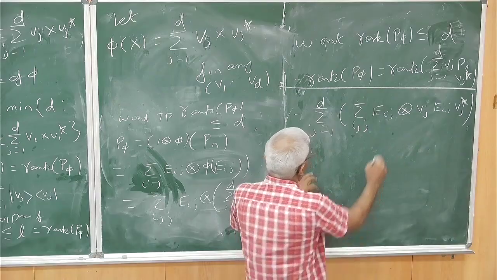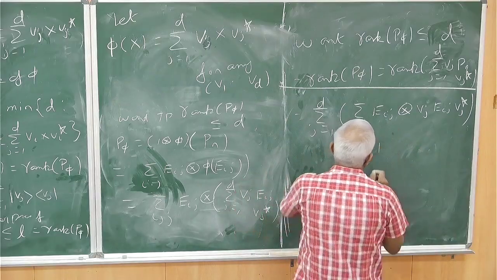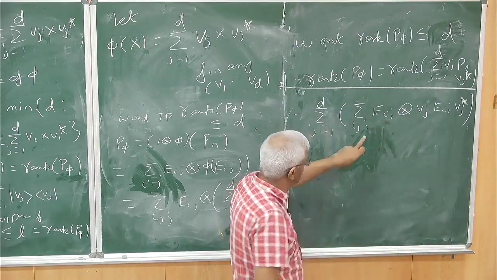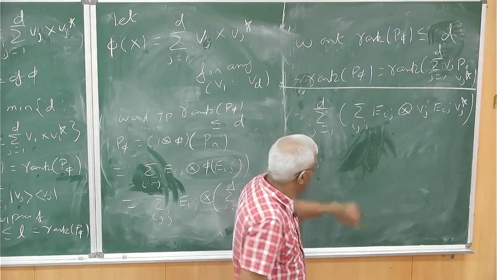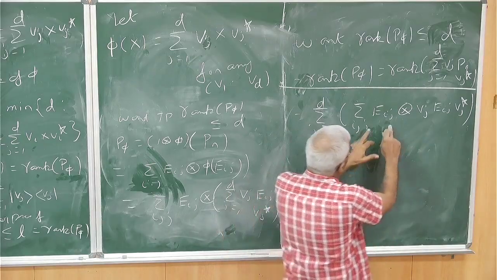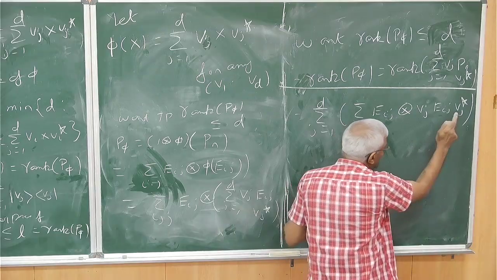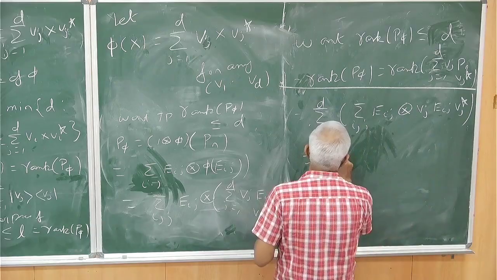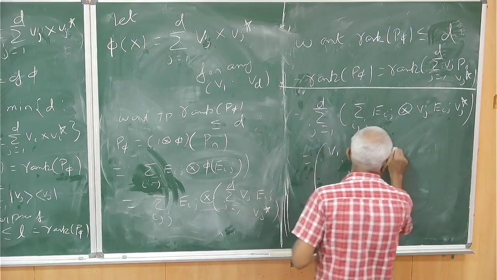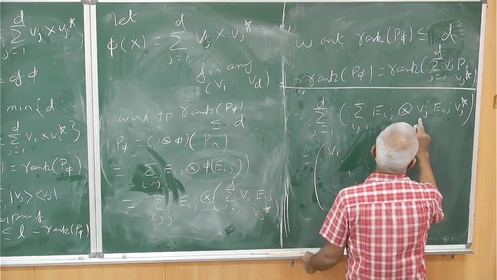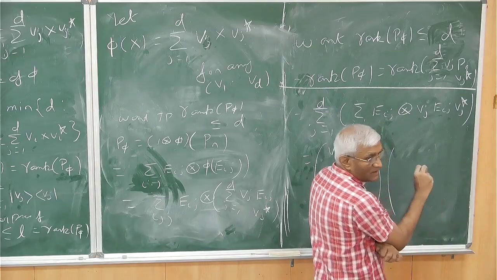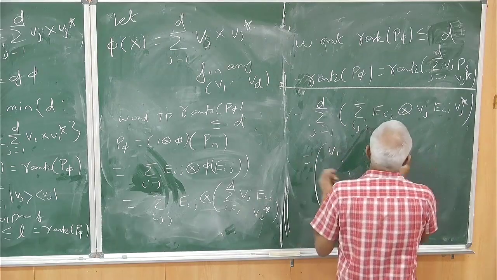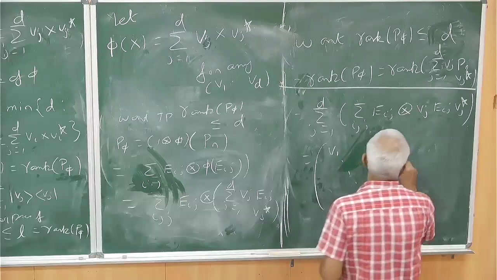This is just, you know what this matrix is? This is just the Eij matrix. I mean, you understand? Its ith entry is this. So this is just going to be V1 up to Vd. Then you have that matrix, just that Eij matrix.